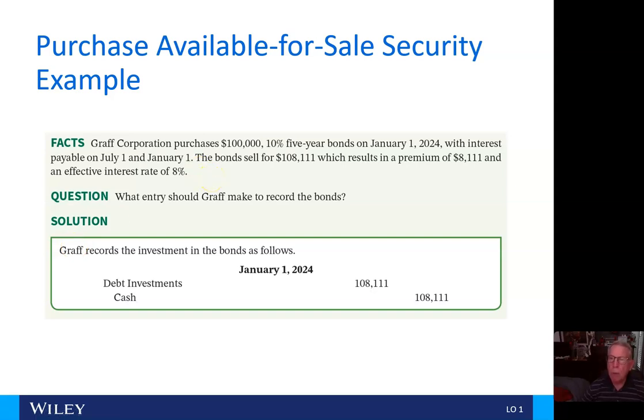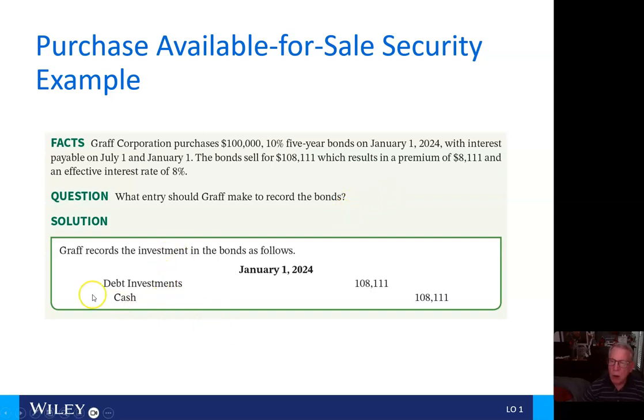Here, the Graph Corporation purchases $100,000 10% 5-year bonds on January 1, 2024, with interest payable July 1 and January 1. The bonds sell for $108,111, which results in a premium of $8,111 and represents an effective interest rate of 8%. What entry should Graph make to record these bonds?